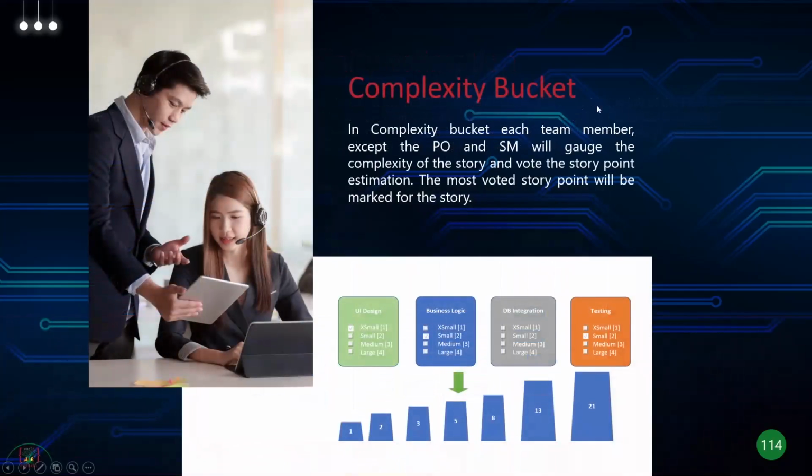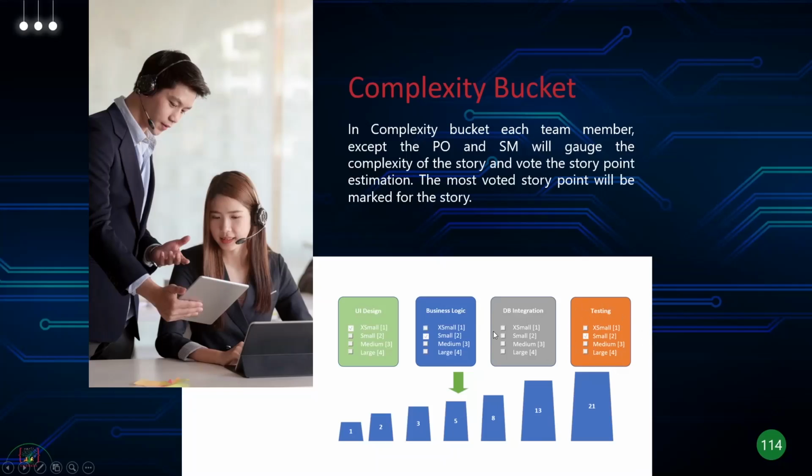Similarly, you have a complexity bucket. Each team member except the product owner and the scrum master will gauge the complexity of the story and vote the story point estimation. So the most voted story point will be marked for the story. So let's say these are your buckets: you have a UI design bucket, a business logic bucket, a database integration bucket, and a testing bucket.